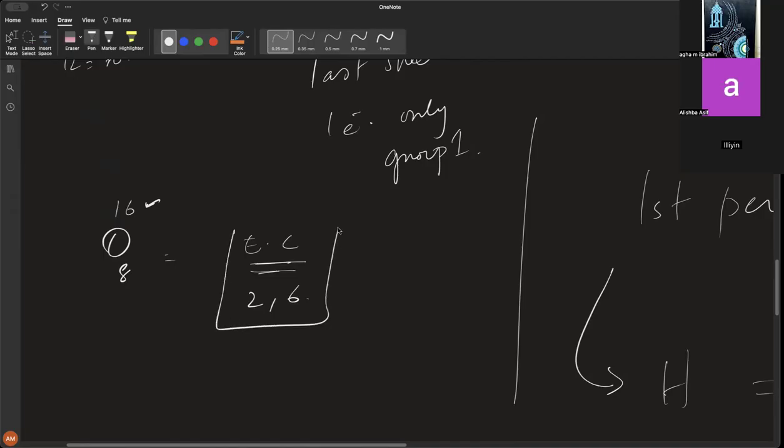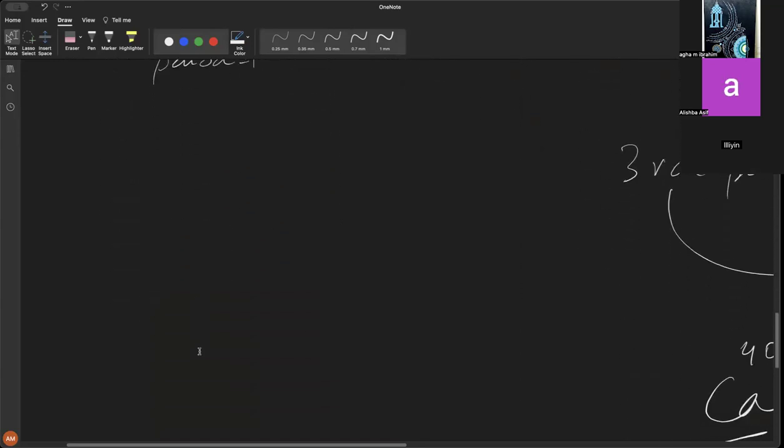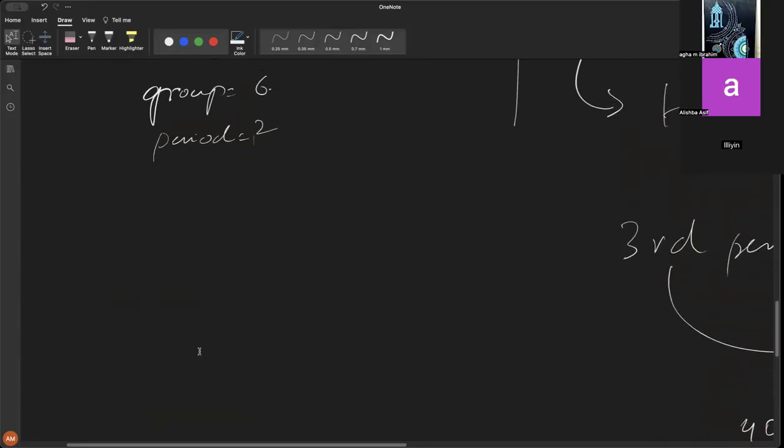Now this electronic configuration is telling a lot about this element, and this atom particularly. What is the group number? Group 6. What is the period number? Period 2. Very good. See, this is what you need to know. And the third important distinction is the transition elements. We will talk about that inshallah.